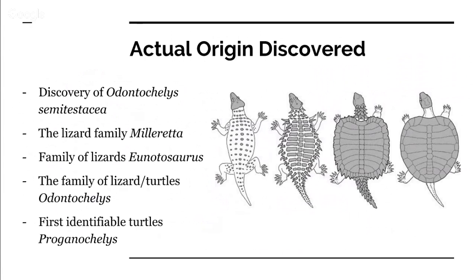So you have the lizard family Milleretta, that was first, which eventually evolved into a family of lizards known as Eunotosaurus. Eventually came the family of lizard turtles, which is Odontochelys, which was discovered recently, and which finally made that connection. We finally understood when we discovered that intermediate species that resembled lizards as well as turtles, and finally connected the two. And then we have our first identified turtles, which is Proganochelys.